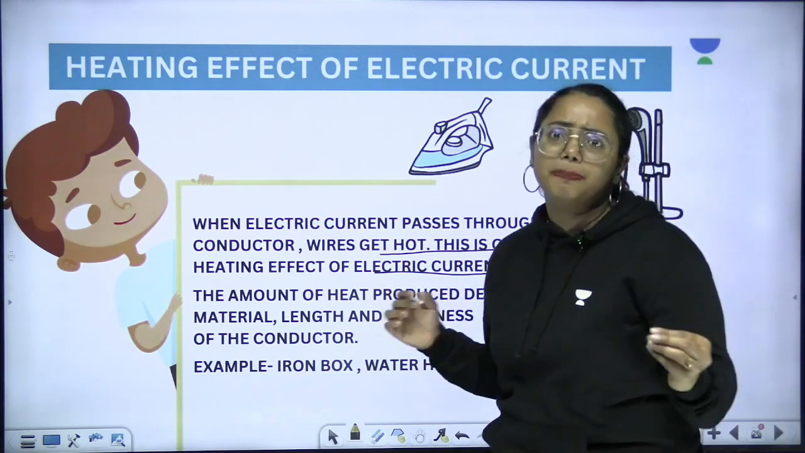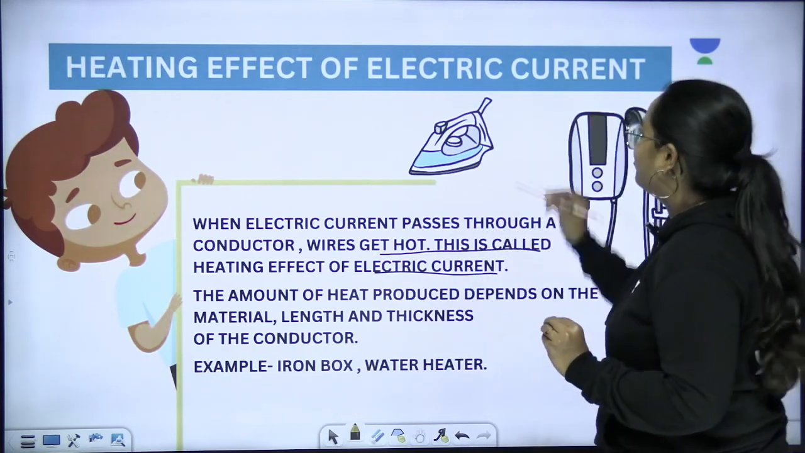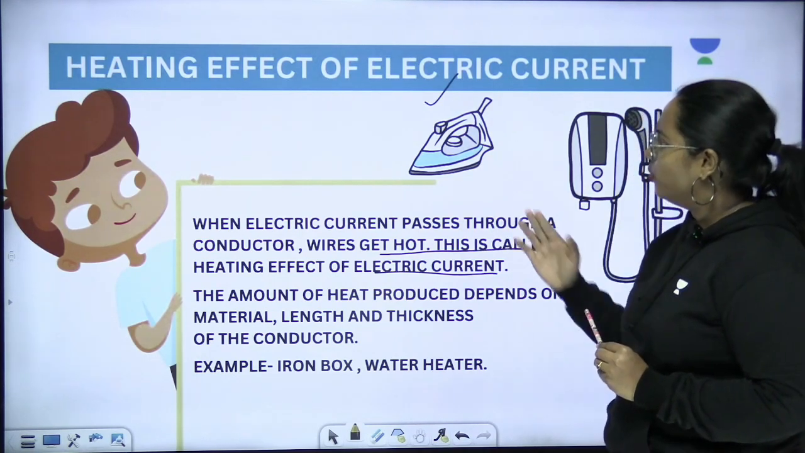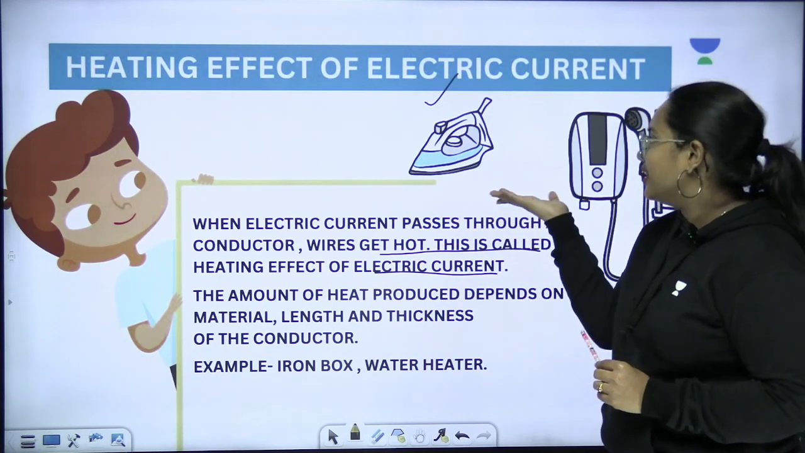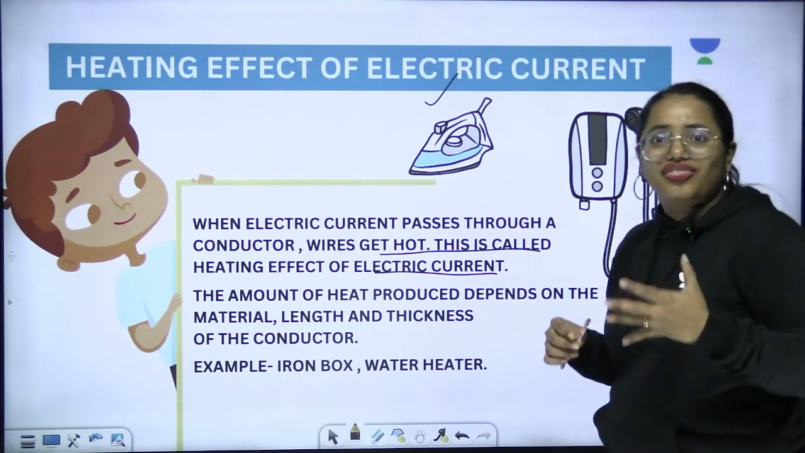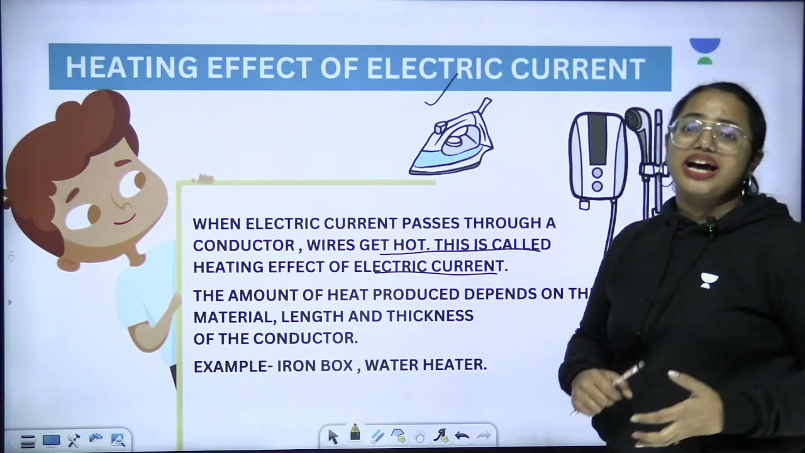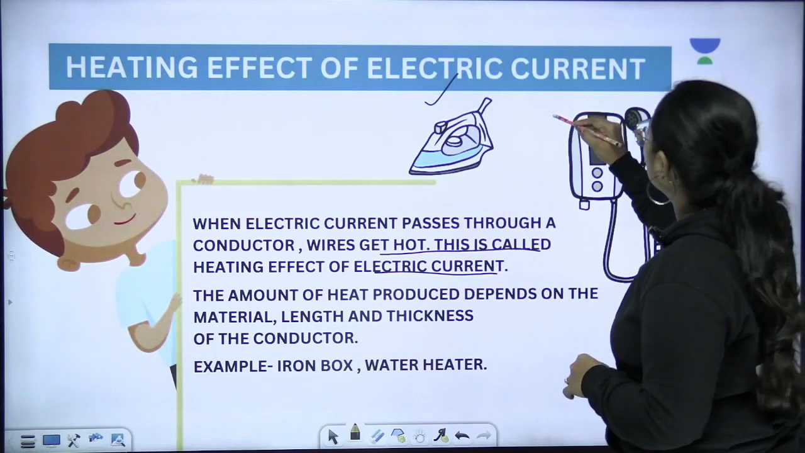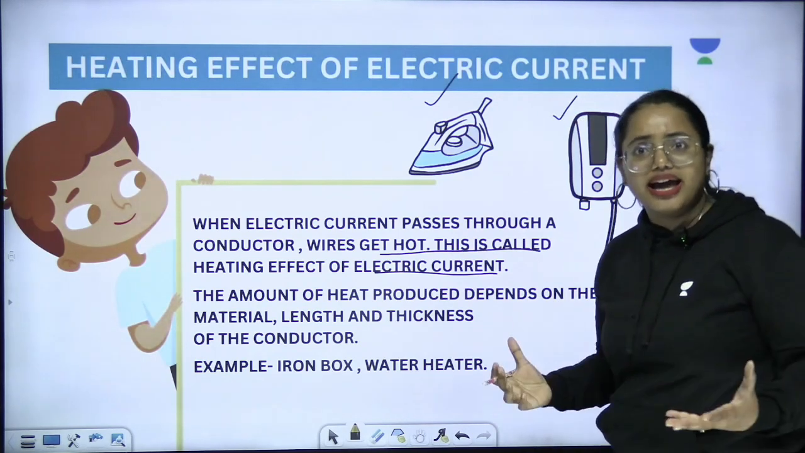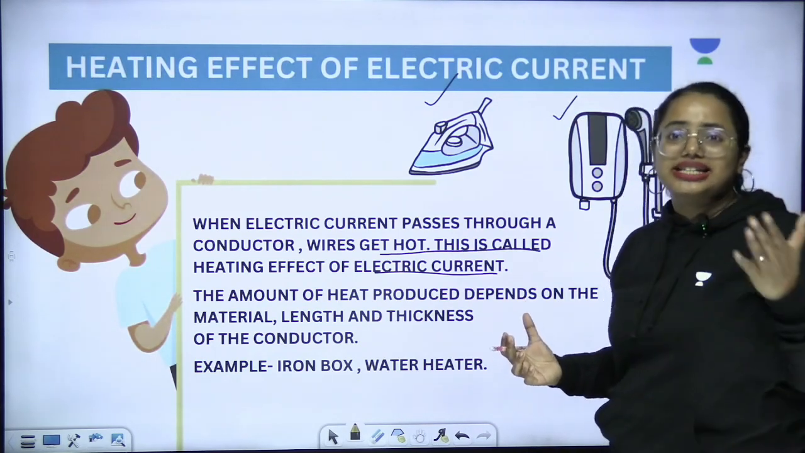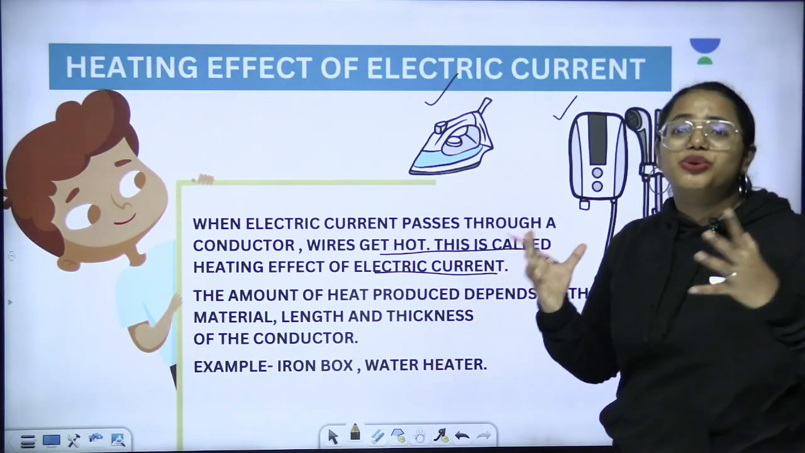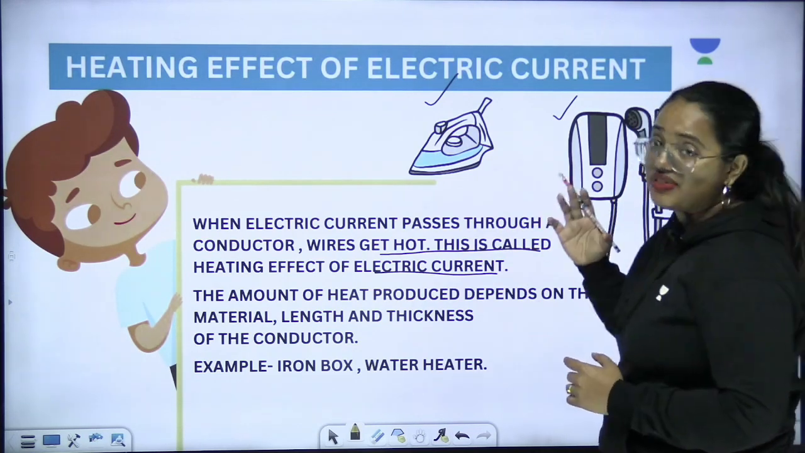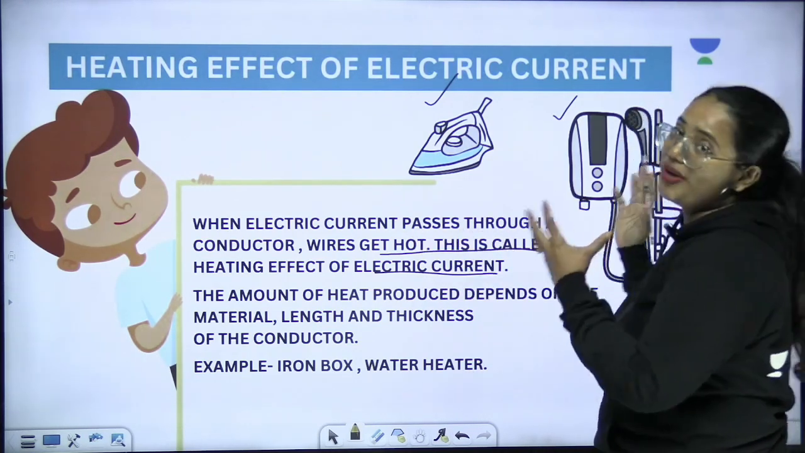And this has various applications too. Let's take some examples here. Iron box. How? When electric current passes through it, what happens? The heating element gets heated and therefore this heat can be utilized to iron your clothes. The application has been done, right? Similarly, when you talk about the water heater, again, a heating element is there, so this gets heated up. So this can be utilized to heat the water. This is the way we have applied the heating effect of electric current in various appliances.